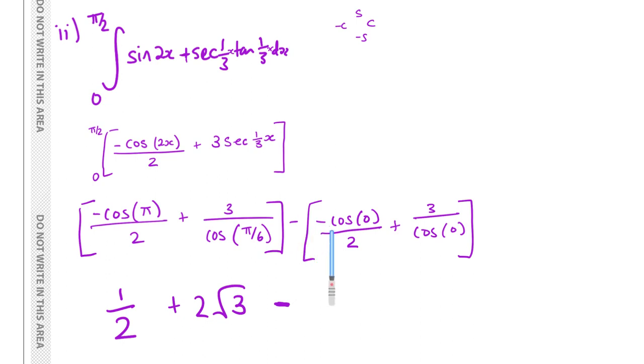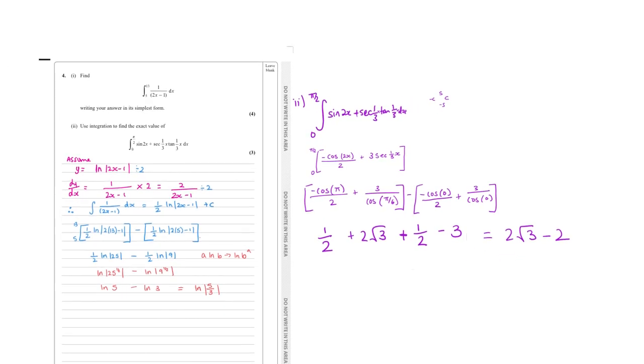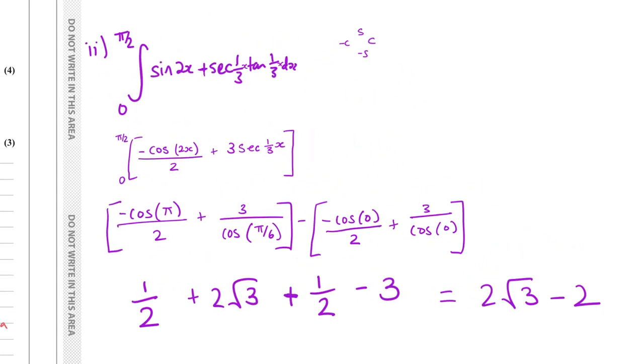Minus. Cos of 0 is 1 divided by 2. So minus, this means it's going to be plus a half. And then 3 over cos of 0 is 3, so that's going to then be minus 3, because of this minus here, remember that. So now I'm going to have a half plus a half minus 3. A half plus a half is 1. 1 minus 3 is minus 2, and then I've just got 2 root 3. So this equals 2 root 3 minus 2. Is that all it wanted? Use integration to find the exact value. And there is the exact value.